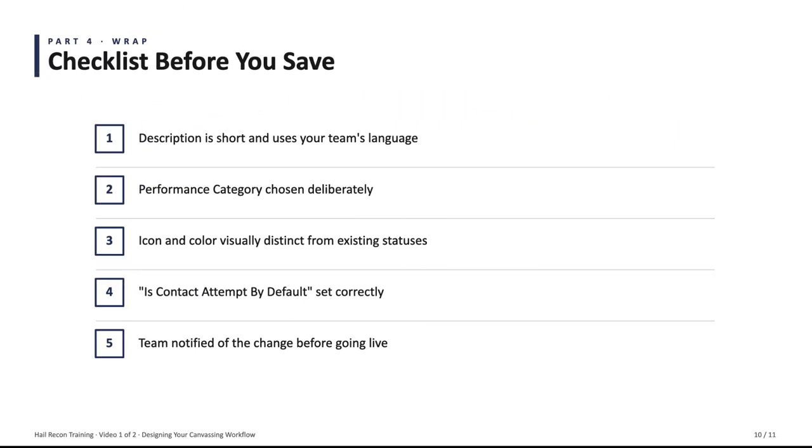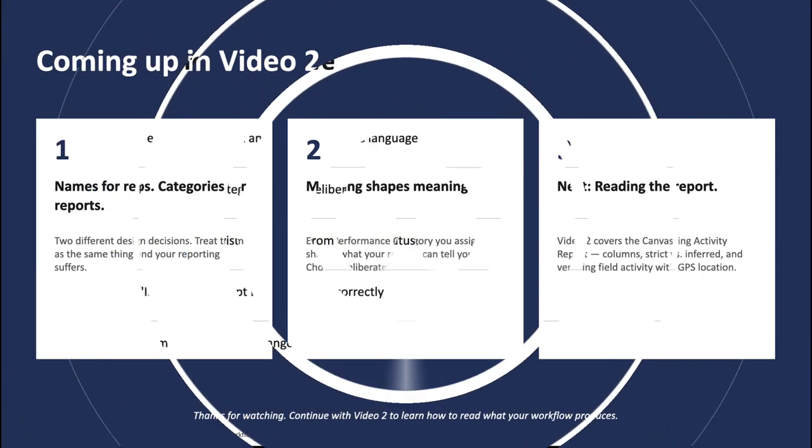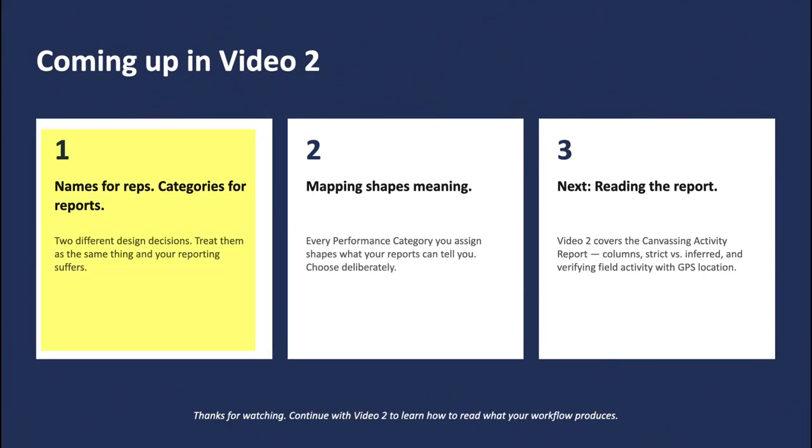Run through this checklist before saving any new status. Description short and in your team's language. Performance category chosen deliberately, not left at default. Icon and color distinct from existing statuses. Is contact attempt by default set correctly? And tell your team before you make the change. Workflow updates propagate immediately. 2 things to take with you from this video.